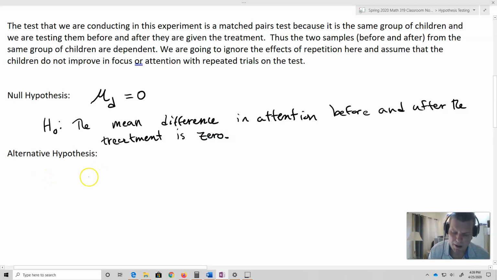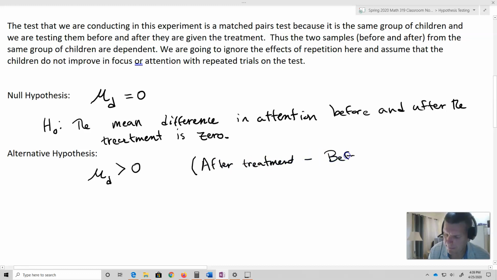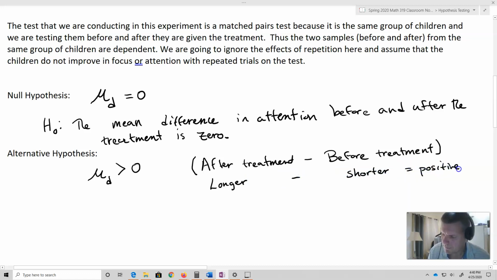For the alternative hypothesis, we're going to say that mu d is going to be greater than 0. The reason why is because we're going to take the after treatment time and subtract from it the before treatment time. So we imagine that the after treatment is going to be longer and the before treatment is going to be shorter, so longer minus shorter should be positive. So that's mu d is going to be greater than 0.